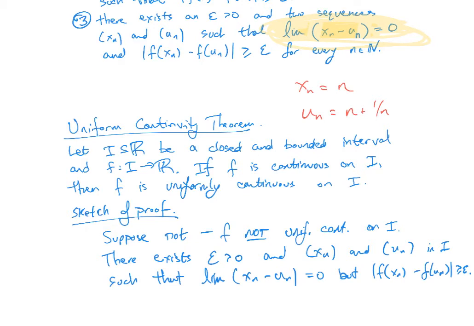I was wondering about, excuse me, sorry for interrupting, but I was wondering about the whole limit xn minus un thing, like, why specifically 0?